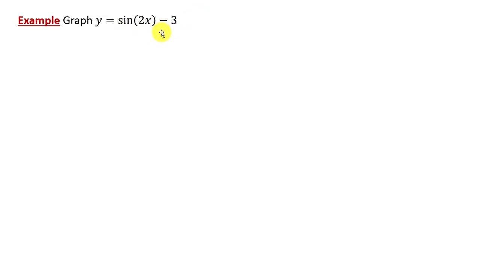Generally, we know that we can apply the method of vertical translation if a number is being added or subtracted to the sine or cosine function. And the idea is pretty straightforward.